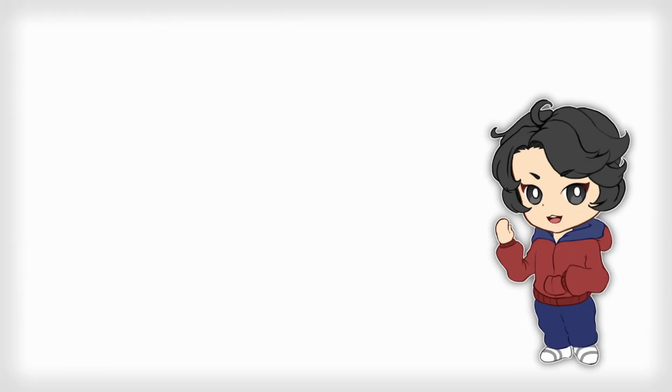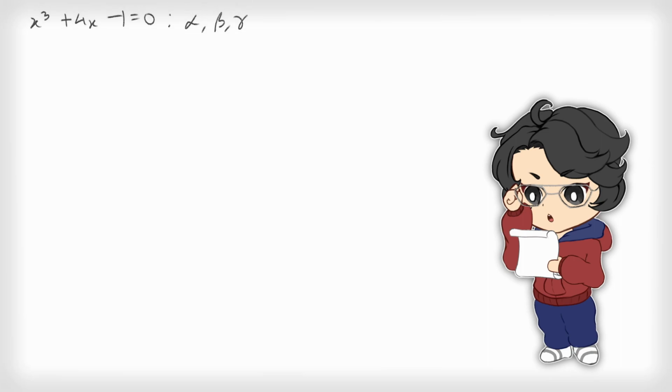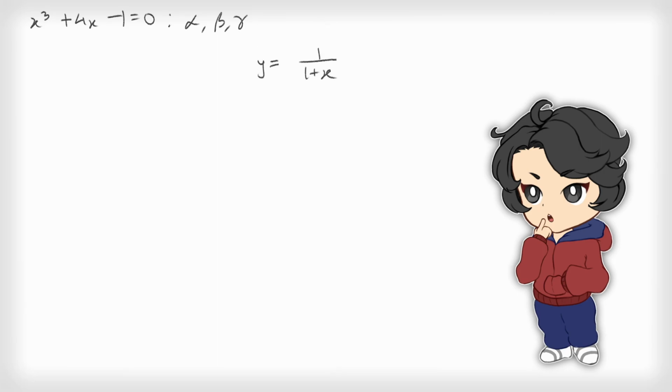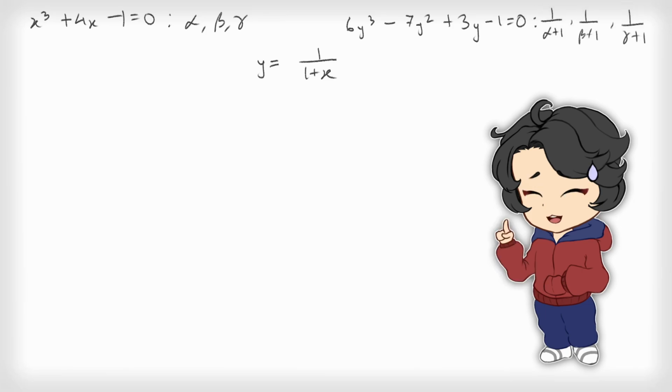Now you might think you're pretty much done, but there's more to this topic considering the many ways it's used in application. Such as, given that the roots of the equation x cubed plus 4x minus 1 equals 0 are alpha, beta, and gamma, use the substitution y equals 1 by x plus 1 to show that the equation 6y cubed minus 7y squared plus 3y minus 1 equals 0 has the roots 1 by alpha plus 1, 1 by beta plus 1, and 1 by gamma plus 1.